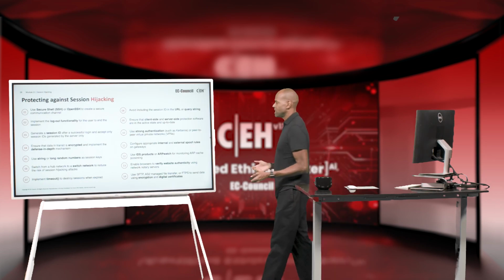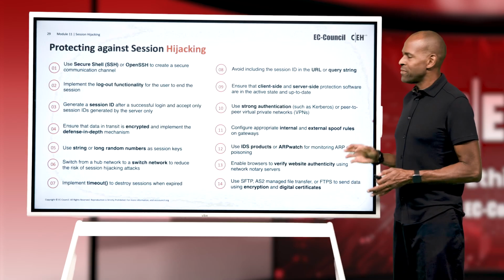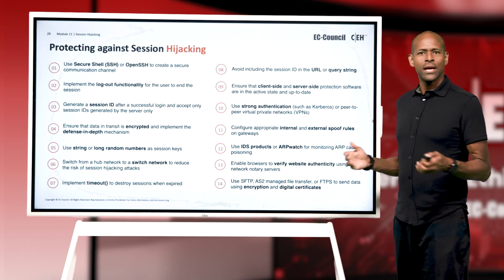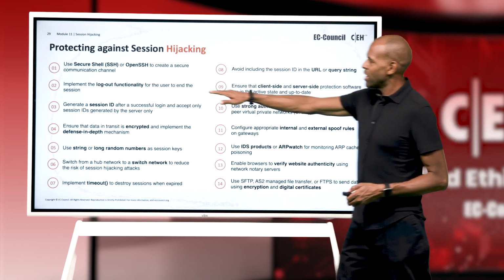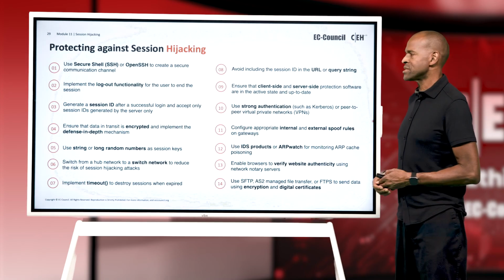So some protections. You know what the main thing is? And you're going to see this in a few different areas, but that is ubiquitous encryption. So over here on number 1, we see SSH. On number 4, we see encryption here in defense in depth. Over here, we see VPNs. So we see encryption all over this.